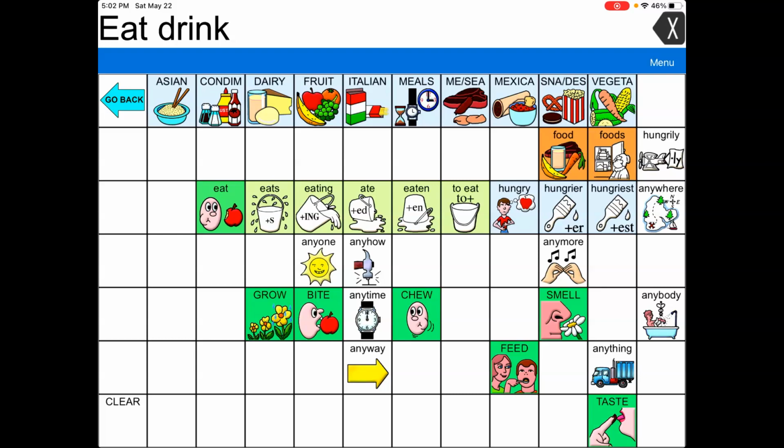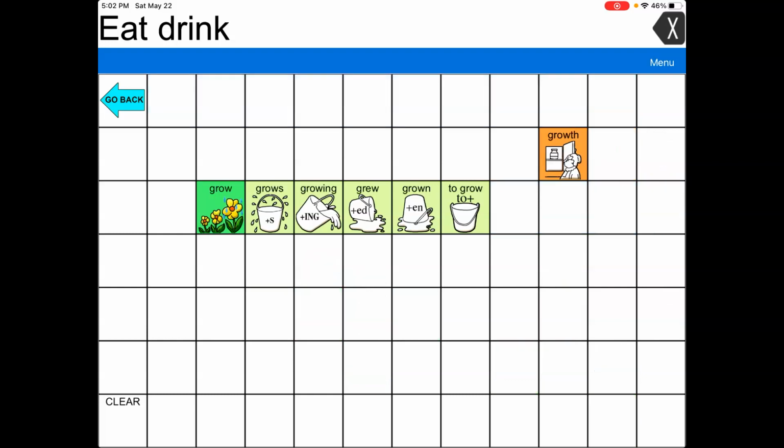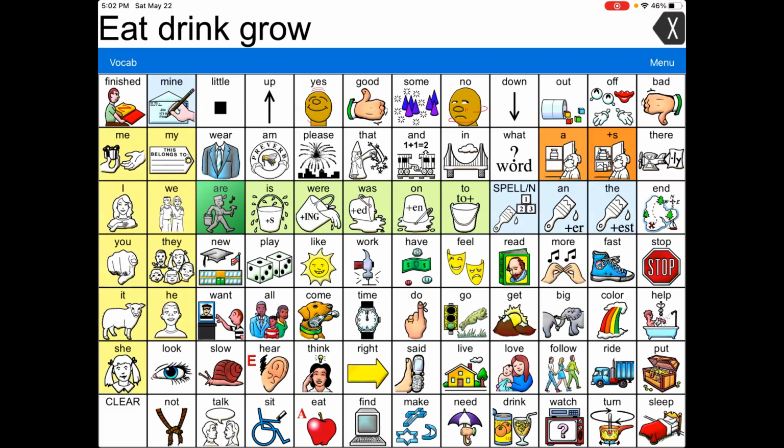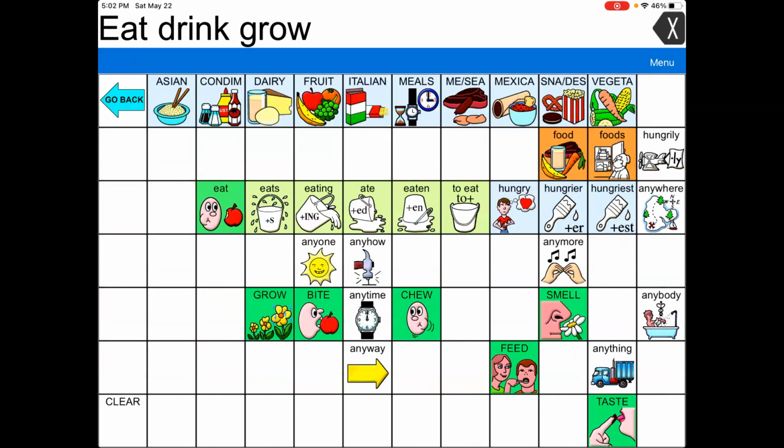So let's go down and touch grow. And now we have that third layer that gives us all the verbs related to grow. So again, all capital letters indicate a third layer.